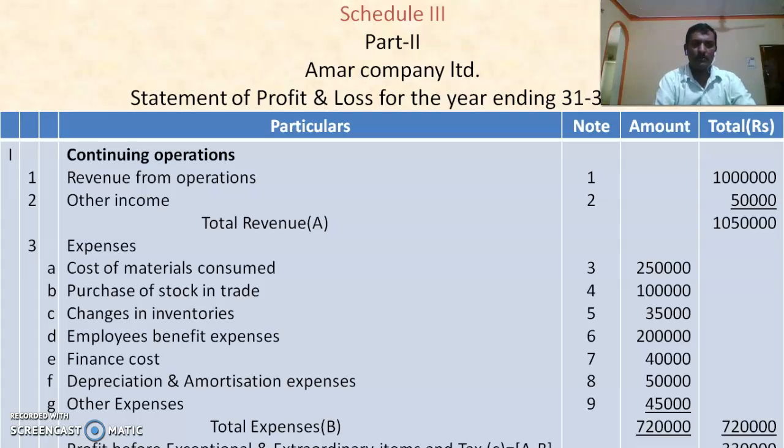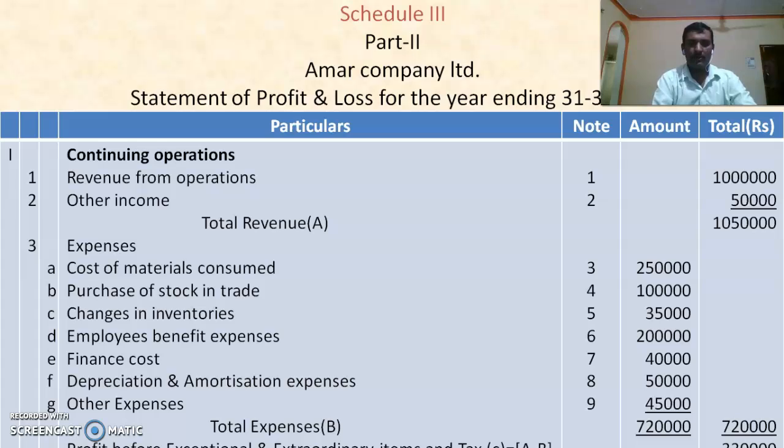And from that, now I have to go for expenses, which is to be subtracted from total revenue. And the expenses list is given here. One is cost of materials consumed, purchase of stock in trade, changes in inventories, employee benefit expenses, finance cost, depreciation and amortization expenses, other expenses. And related to these items, we have the balance amounts which arrived in the notes to statement of profit and loss, and that is to be taken here. And then we have to make the total of all these. We will get the total of expenses as 7,20,000, and from 10,50,000 total revenue we have to subtract the total expenses of 7,20,000.